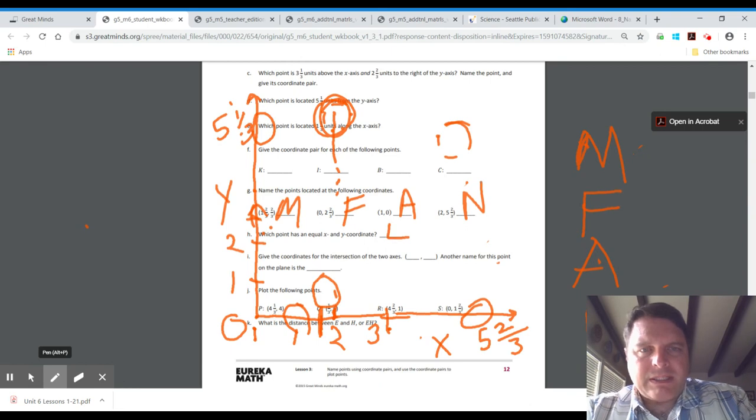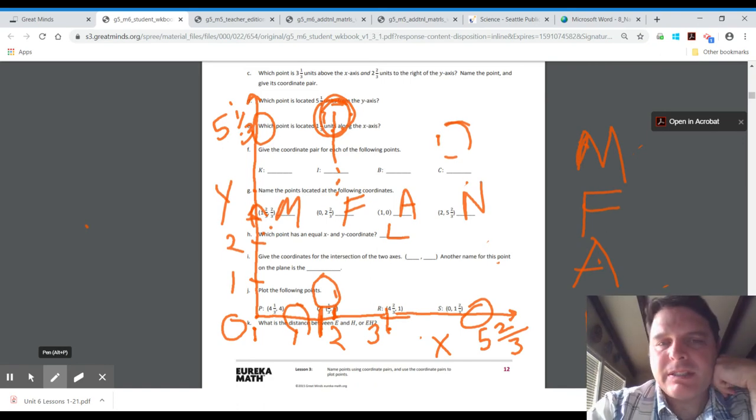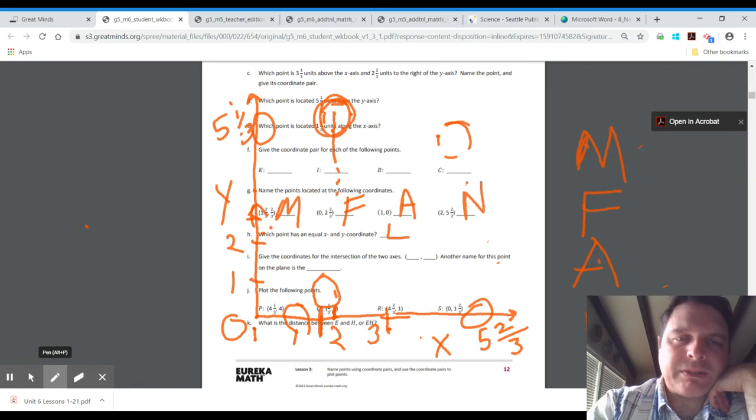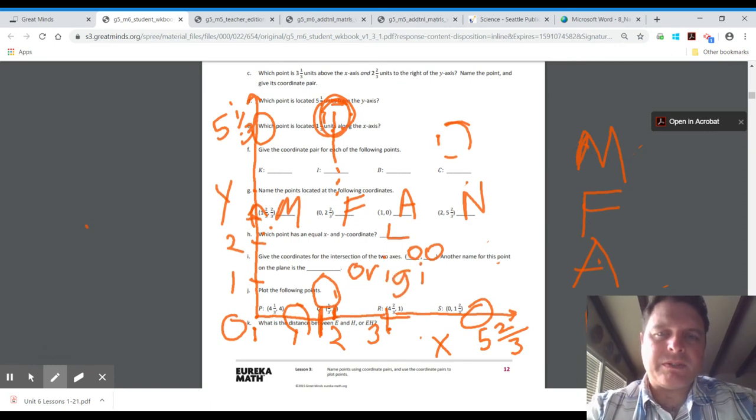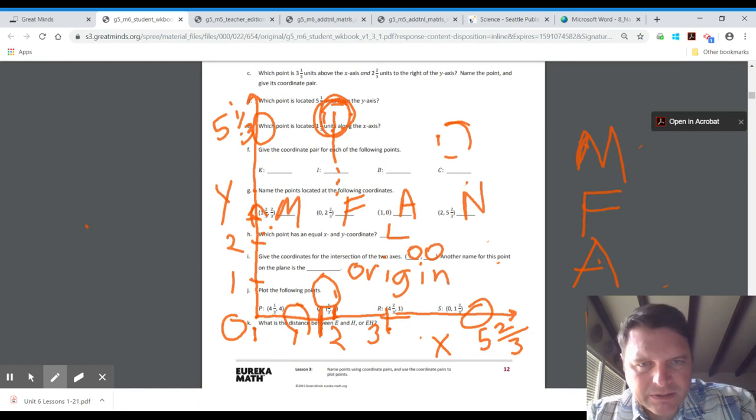Letter I. Give the coordinates for the intersection of two axes. Another name for this point in the plane is the blank. The two axes intersect at 0, 0. I'm sorry, I was thinking about it. 0, 0, and its name is the origin. 0, 0 is the origin. It's where everything begins.